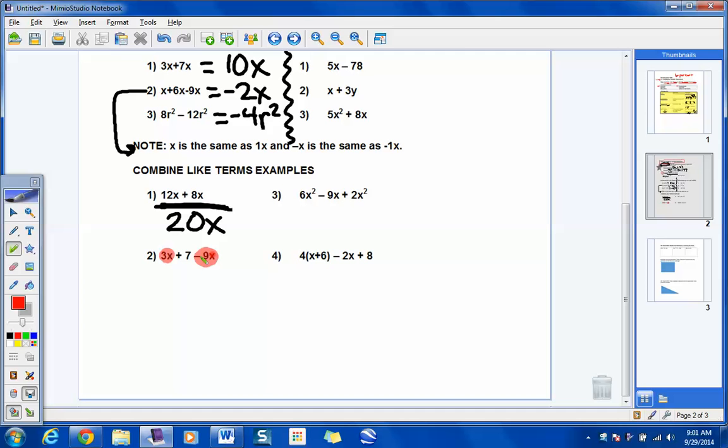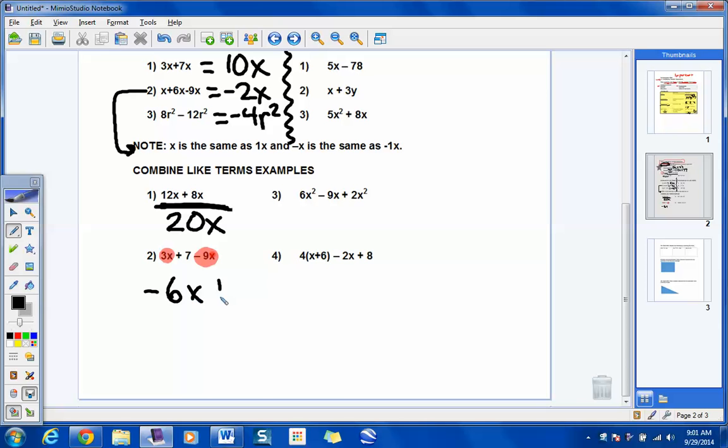So how about positive 3x and negative 9x? What would that combine to? Negative 6x. I agree. 3 minus 9, negative 6x. Now the part in red is what I combined to get to negative 6x, right? Is there any part of the expression still left in there? 7. What kind of 7? Positive. So what am I going to write after the negative 6x to simplify this expression? You'll want to put a plus 7.